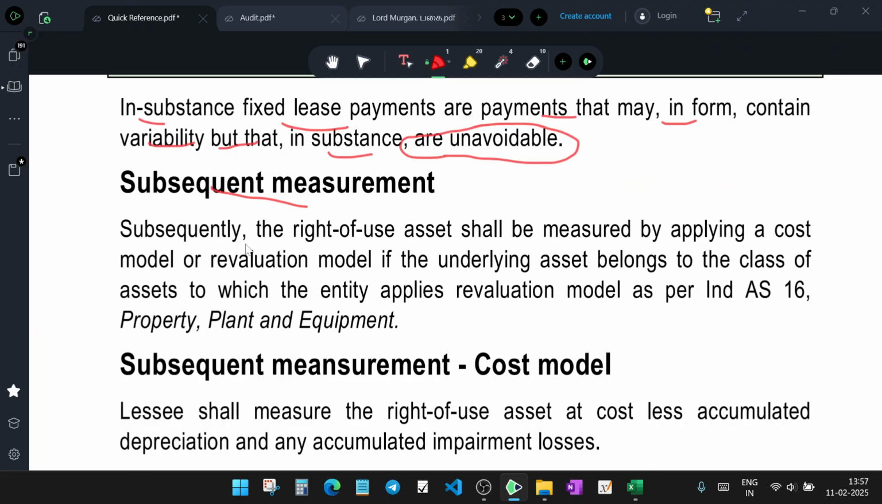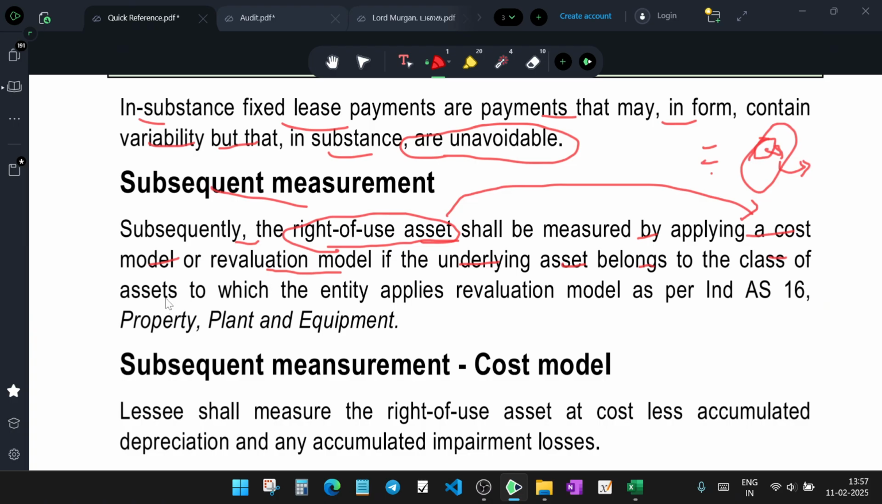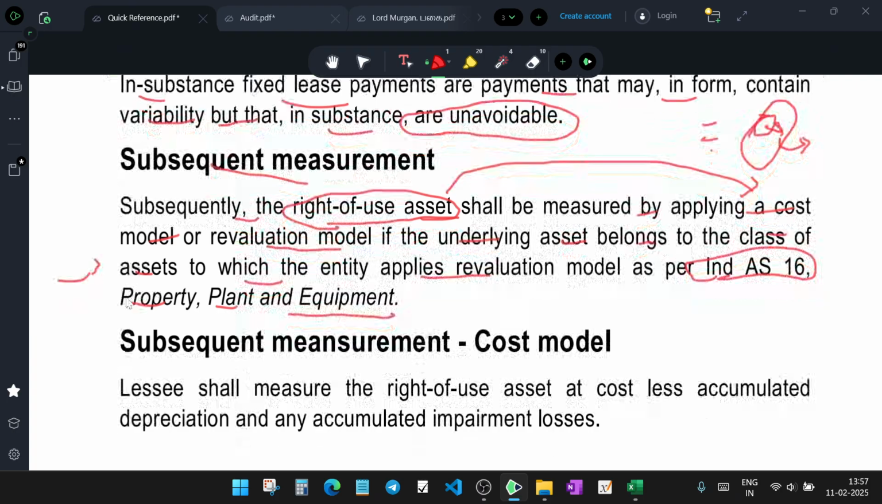Subsequent measurement. What is subsequent measurement? Subsequently, a right-of-use asset shall be measured by applying the cost model or the revaluation model. So I have a right of use. How this right of use can be calculated: the cost method means I bought this, this is the cost. Revaluation model means this is the asset I have, but the current value is this much, so I'm revaluing this asset to the current market price. That is the revaluation model, applied where the underlying asset belongs to the asset class to which the entity applies the revaluation model as per Ind AS 116, property, plant and equipment. So this is the other thing.